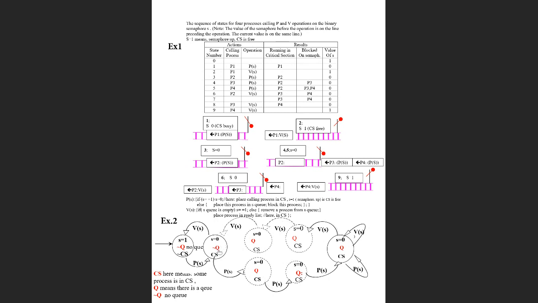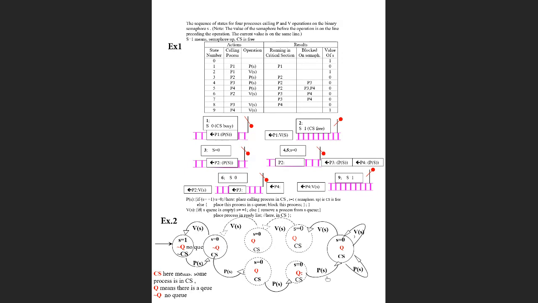And now, once the last process has executed and performed for the last time the V, the semaphore is open because there is nothing in the critical section and there is no queue. So we can represent the same thing we did last class.